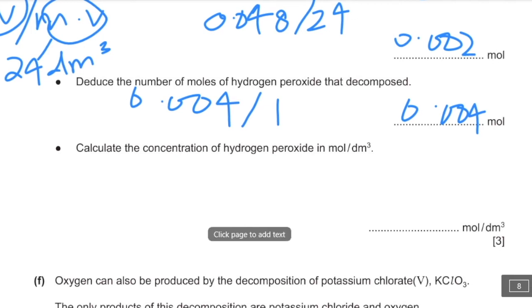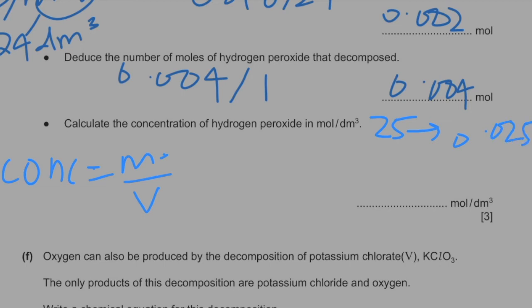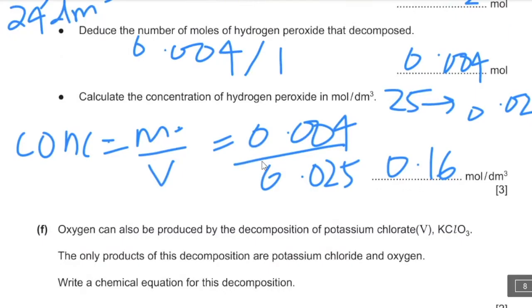Right. So we have the moles of hydrogen peroxide and also the volume given in the question, and that means concentration is equal to moles over volume. But you first need to convert the volume in the question, which was 25, into dm³ by dividing it by 1000, which is 0.025 dm³. And so we have 0.004 moles divided by 0.025. This gives the concentration as 0.16 mol per dm³.